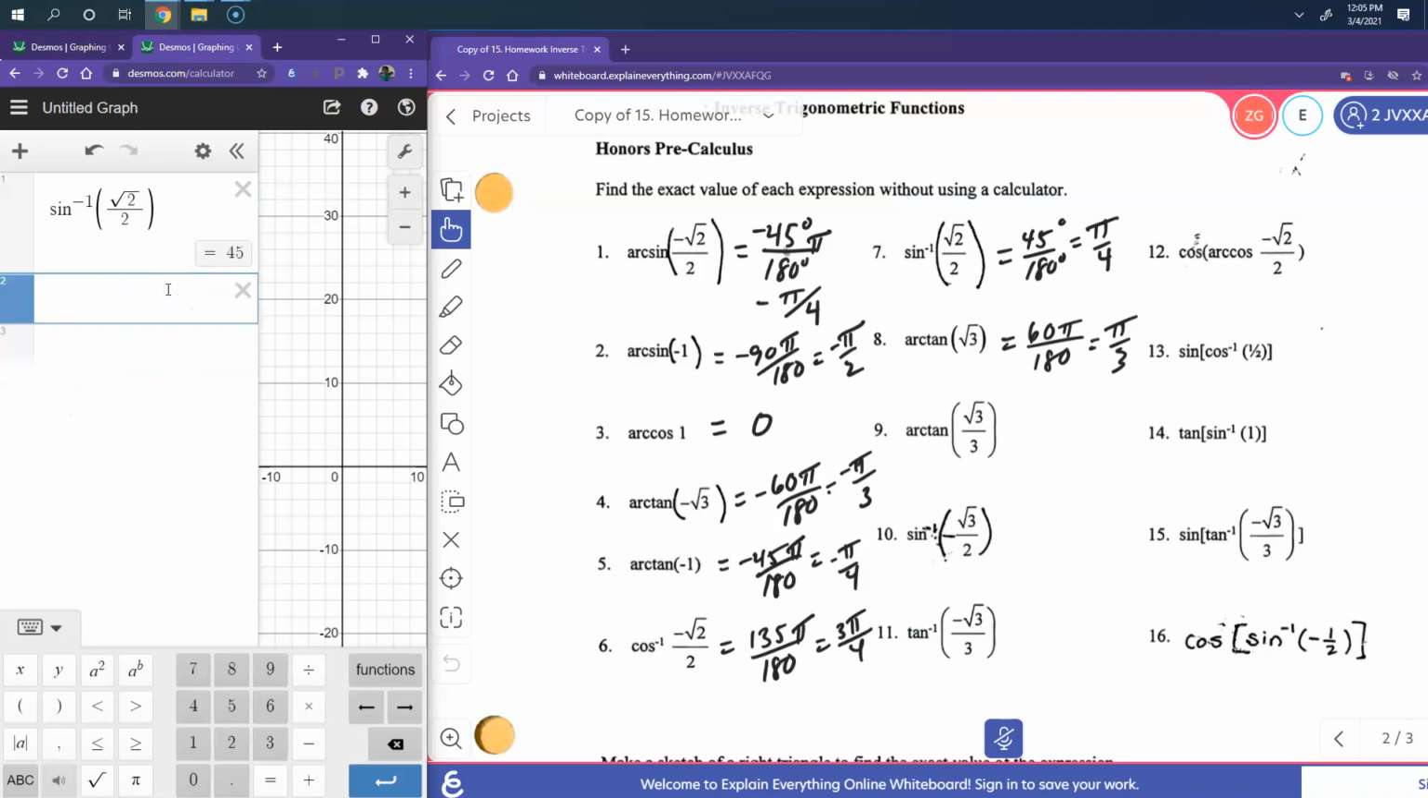What you're going to do next, for number 9, is type in arctangent, and we have the square root of 3 divided by 3, which gives you 30. So you have 30 times pi over 180, which gives you pi over 6.